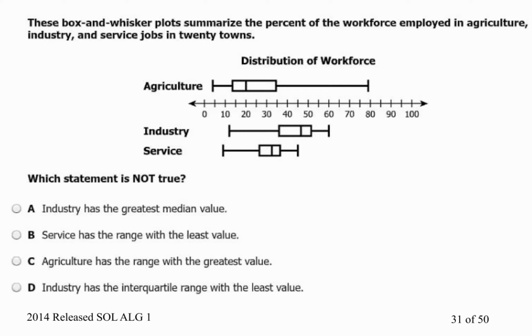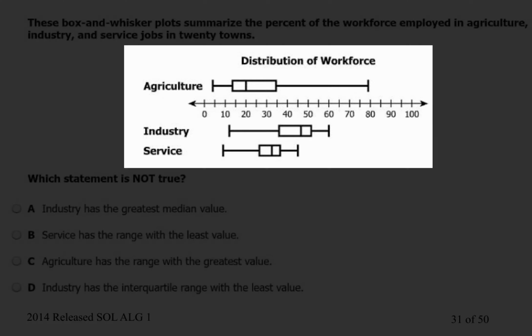This is a 2014 released SOL for Algebra 1, question number 31. These box and whisker plots summarize the percent of the workforce employed in agricultural, industry, and service jobs in 20 towns. Which statement is not true?